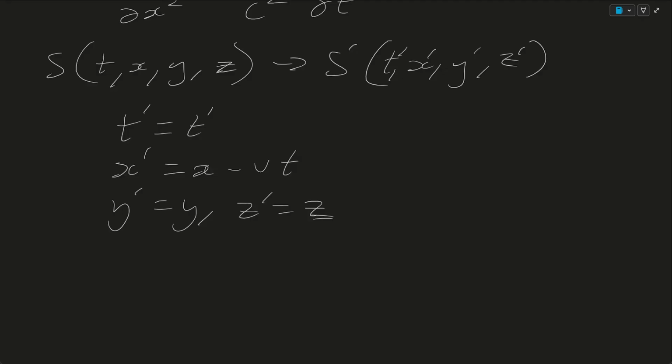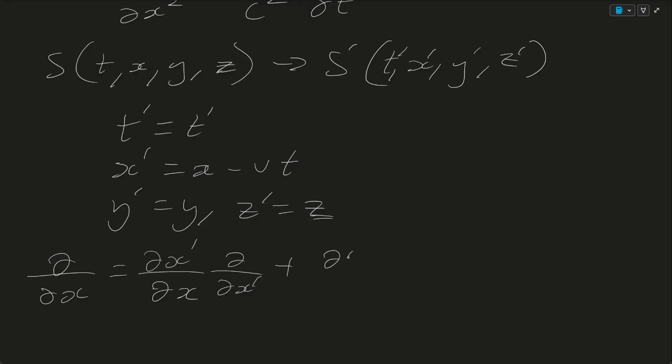Now we have to deal with partial derivatives, so we can use the chain rule. d/dx is dx prime/dx times d/dx prime. I'm going to write it in the wrong order, I hope that's okay. That would traditionally be d/dx prime times dx prime/dx, but that's alright.